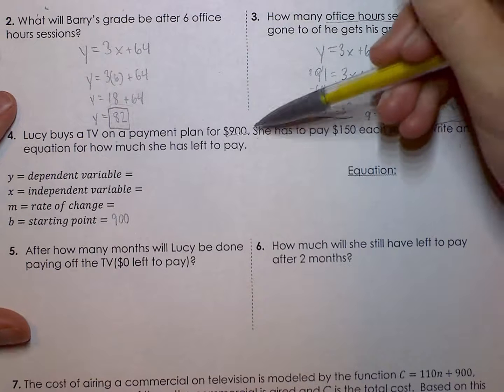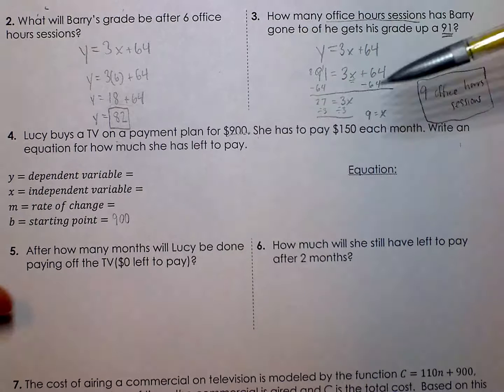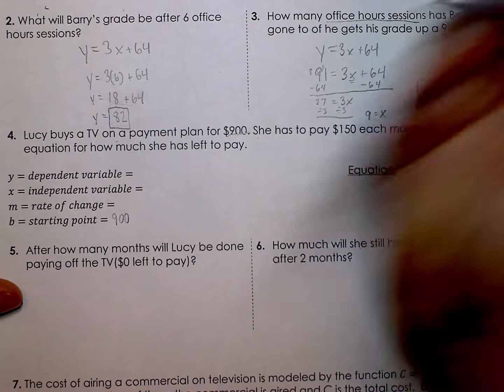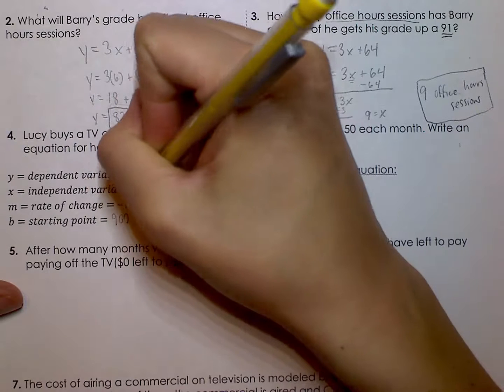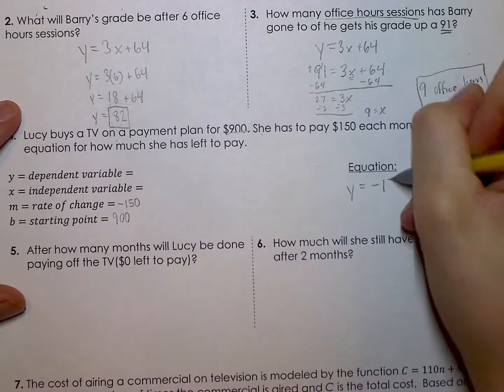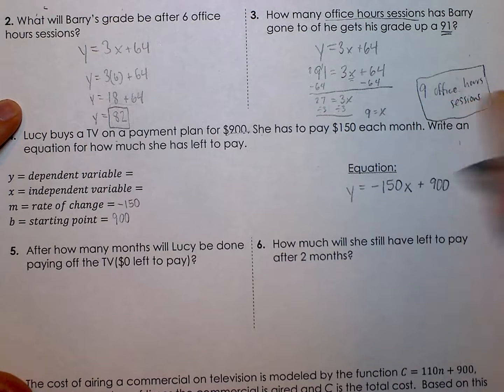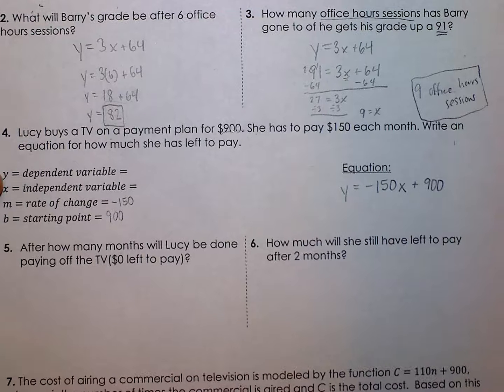So she's on a payment plan, meaning she owes $900. When she pays $150, that means the amount that she owes goes down by $150. So it's going to actually be negative $150, which makes my equation y equals negative 150x plus 900. So what are the two things that are changing here?